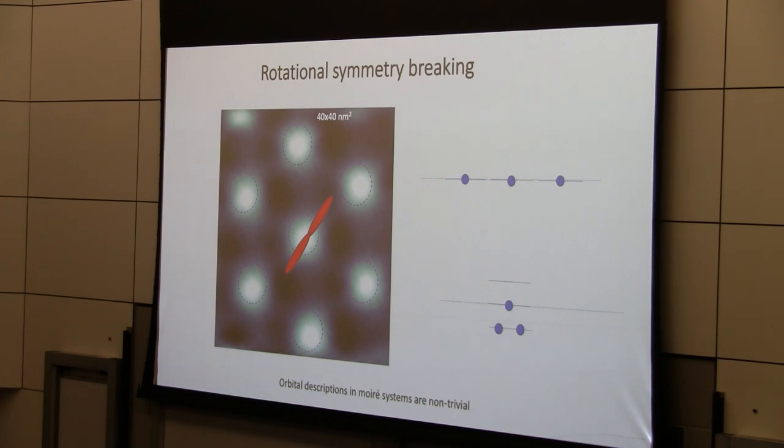Now the problem in using this kind of description in these graphene systems is that even the description of this kind of system in terms of orbitals is something that at the level of theory has not yet been worked out. So I think it's something that will be done in the future.